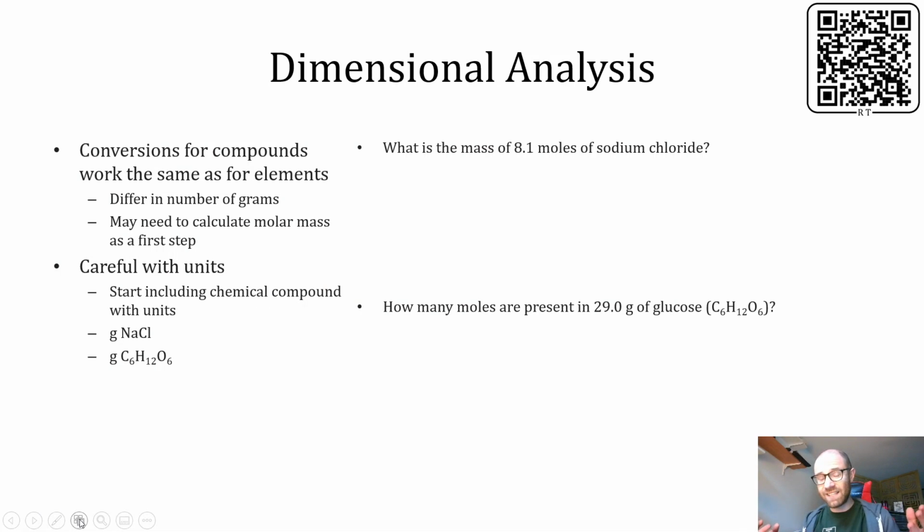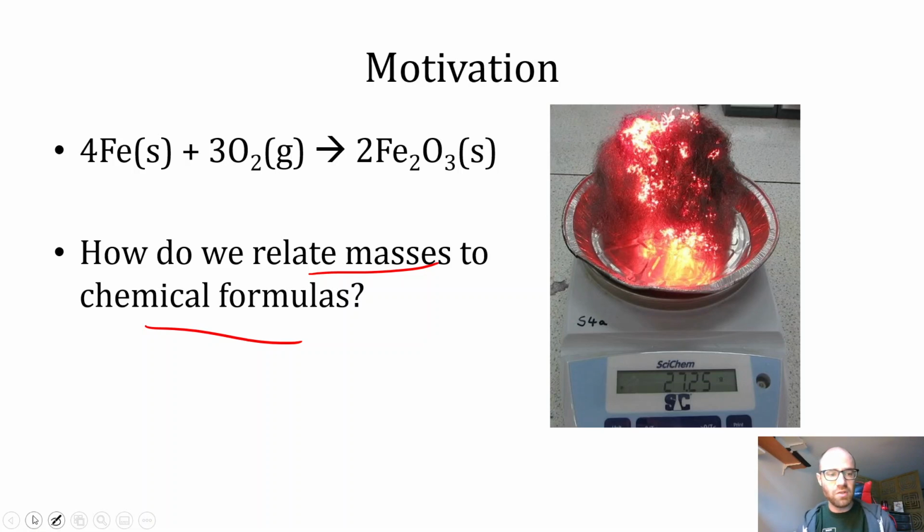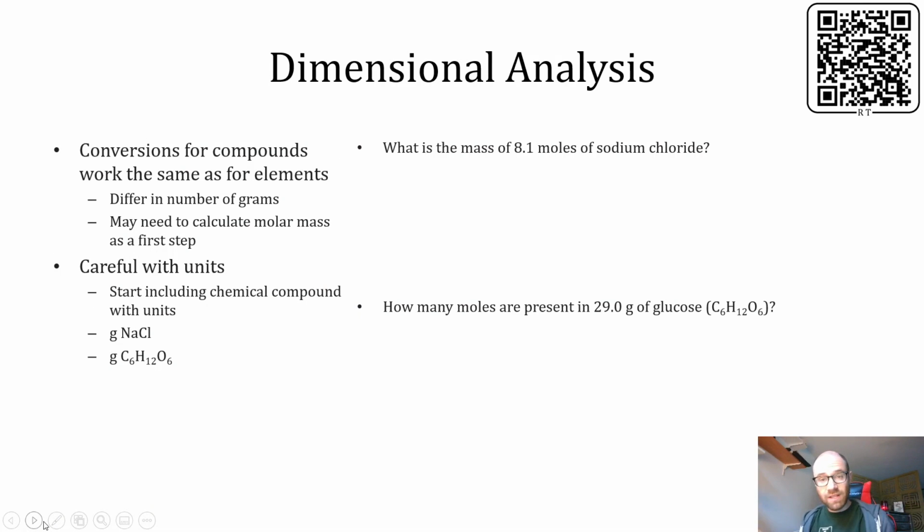get exactly 1 mole of any one compound. You're going to go onto a scale, and like we saw in that initial video, 27.25 grams. As far as I know, that doesn't relate directly to a number on the periodic table, so how exactly do we relate grams and moles for compounds?